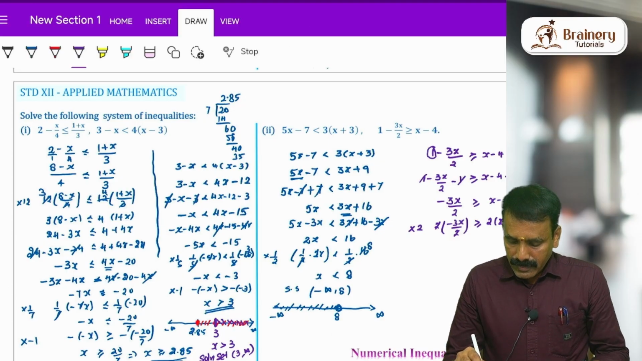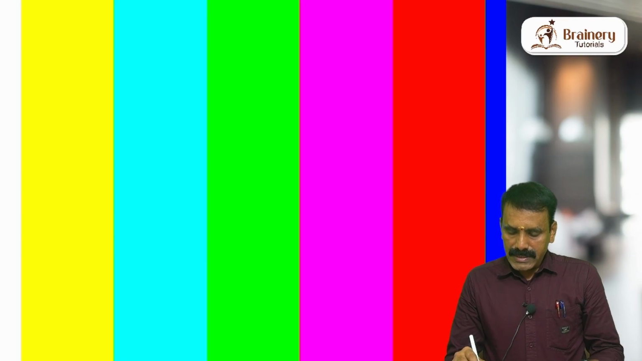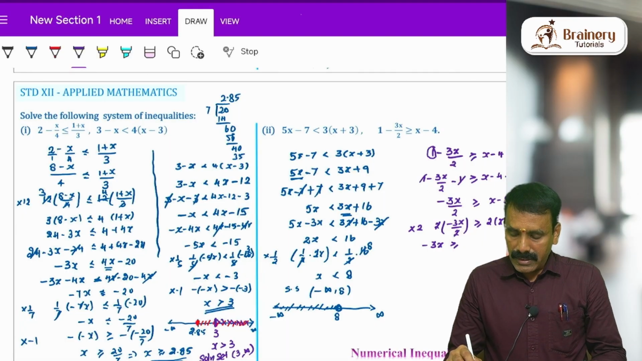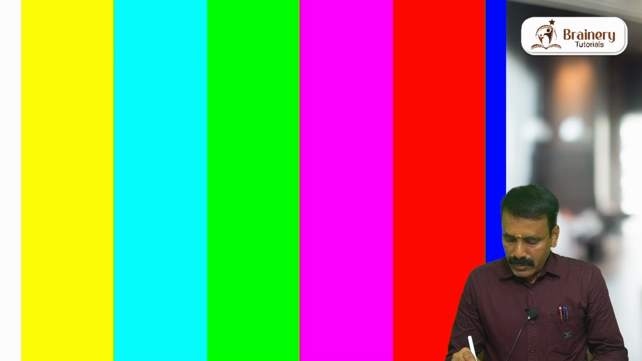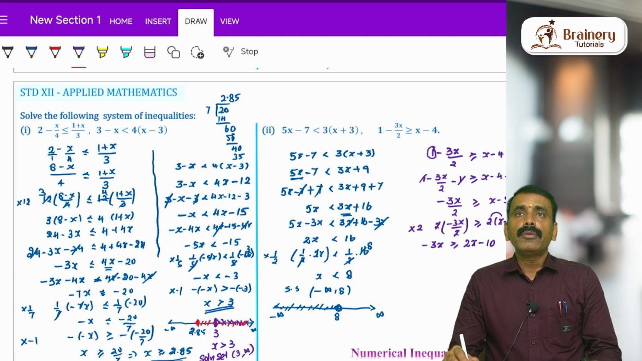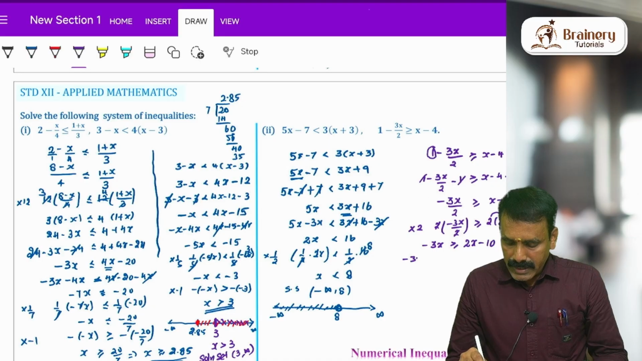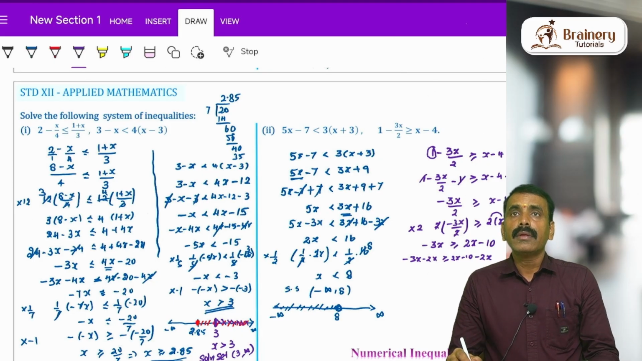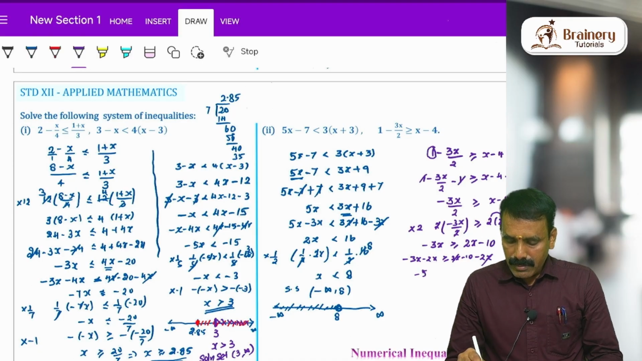So what do we have now? Minus 3x is greater than or equal to, because 2 is cancelled, so we have only minus 3x on the left hand side. Greater than or equal to, we multiply by 2: 2x minus 2 into 5 is going to be 10. So I want to remove that 2x which is on the right hand side. So what am I going to do? Minus 3x minus 2x greater than or equal to 2x minus 10 minus 2x. So 2x and this 2x is cancelled. So we have minus 5x greater than or equal to minus 10.